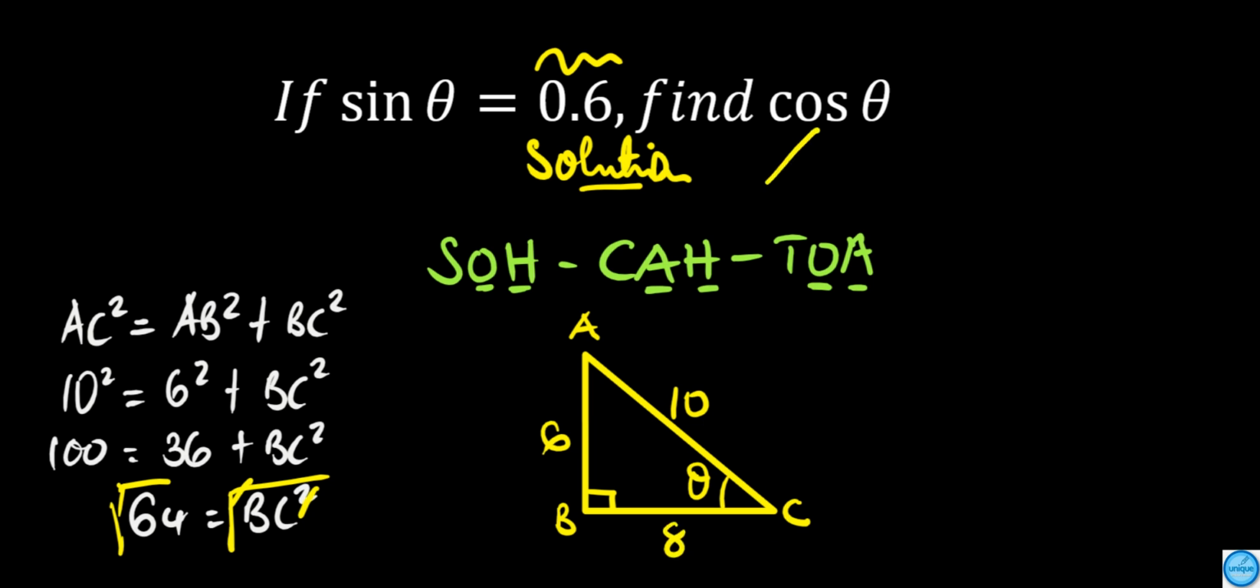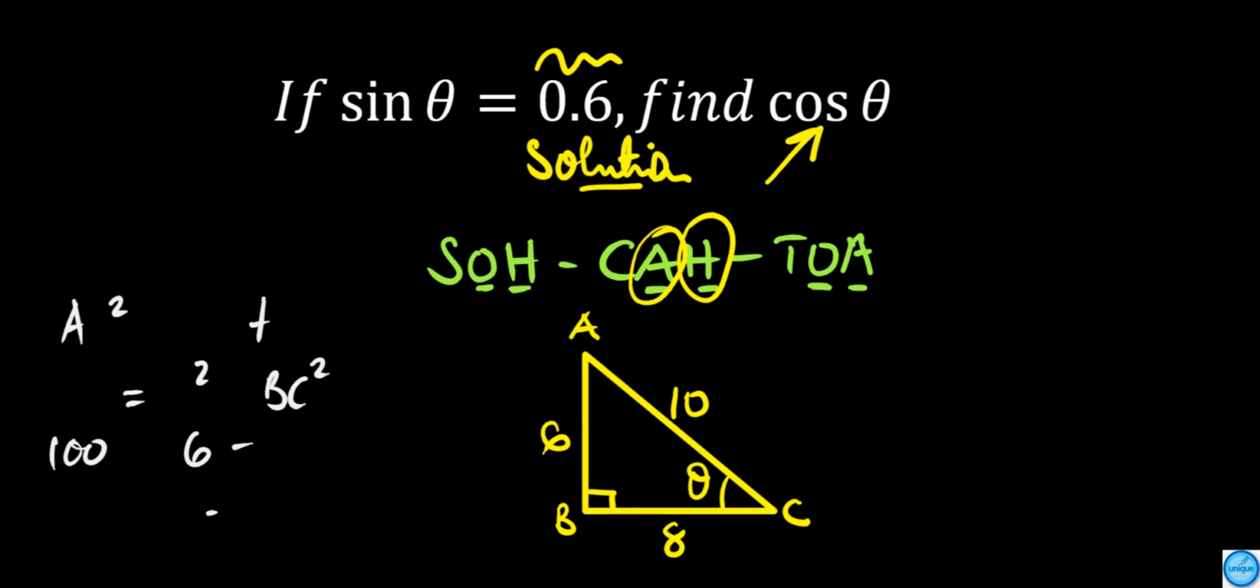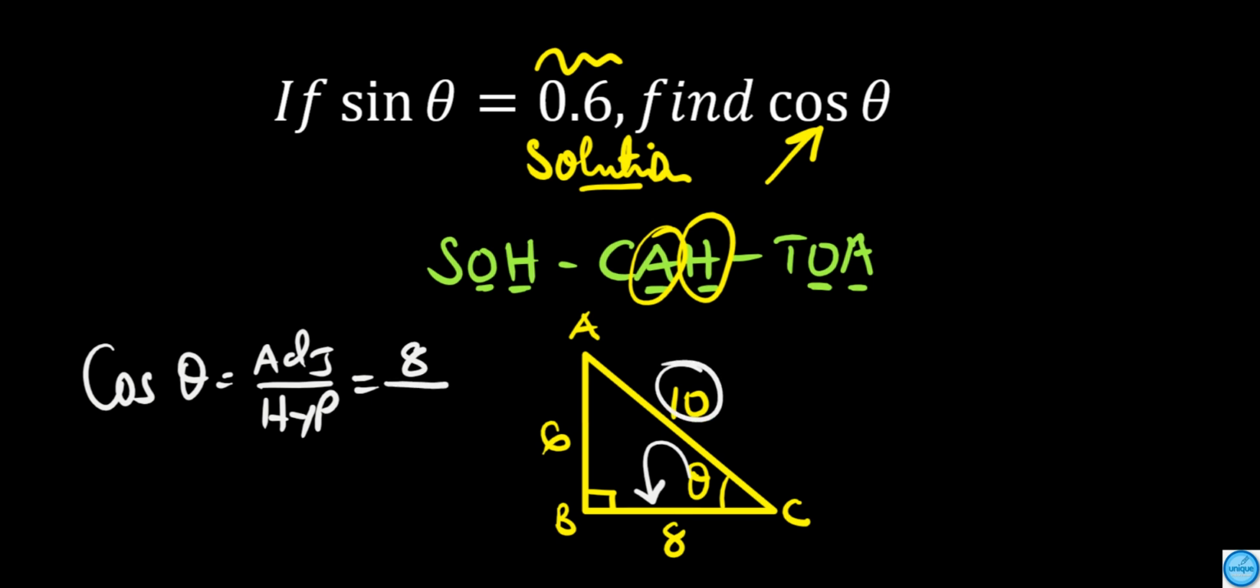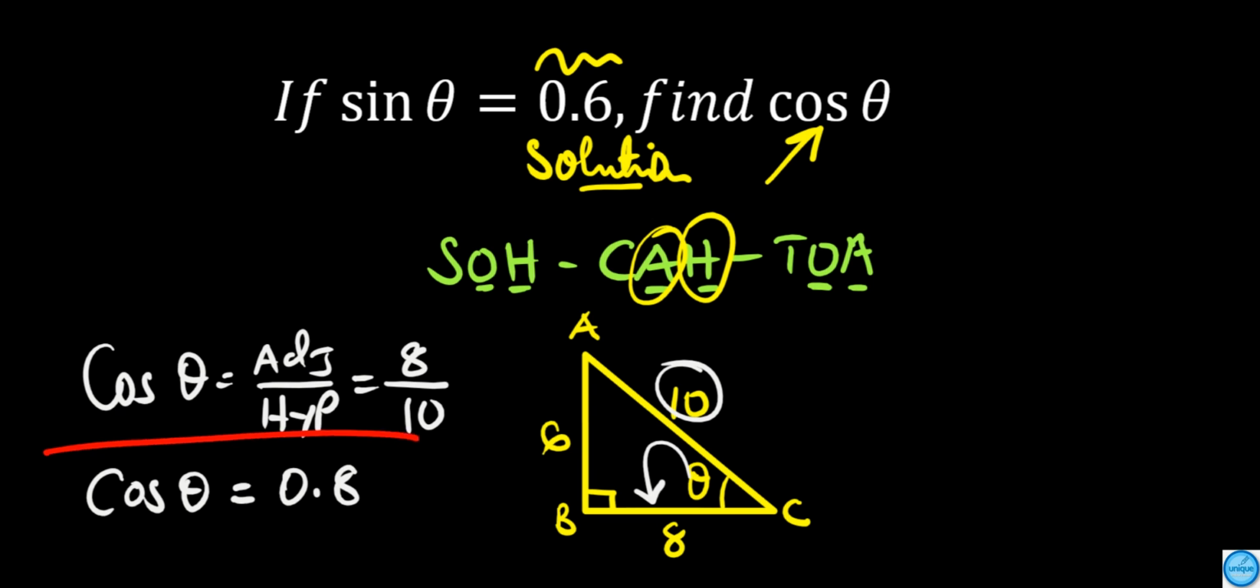Now since we should find the cos theta, cos is adjacent versus the hypotenuse. So looking at our triangle here, cos theta is equal to adjacent over hypotenuse. The adjacent of this angle is 8, so you can put 8 there. The hypotenuse is 10. You see? So 8 divided by 10, you can have cos theta as 0.8. That's our answer, 0.8 as our cos theta.